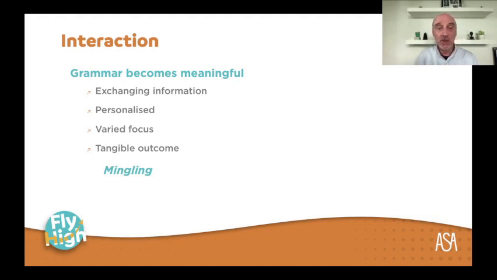And so one way to do this is with a mingle. We'll be looking at a mingling exercise in a moment, and we'll be looking at a swapping exercise. Two that I love to use in my classes. They always get students enthusiastic and produce a lot of language in a very controlled way, but with all the above factors. You're exchanging some sort of information, you're giving a personalized view of the language, you're varying your focus and looking around you, and there's some sort of tangible outcome at the end that you can say you produced something meaningful with that grammar.